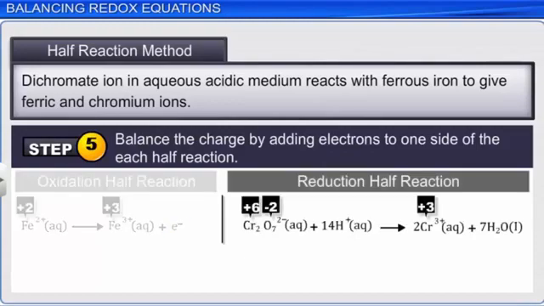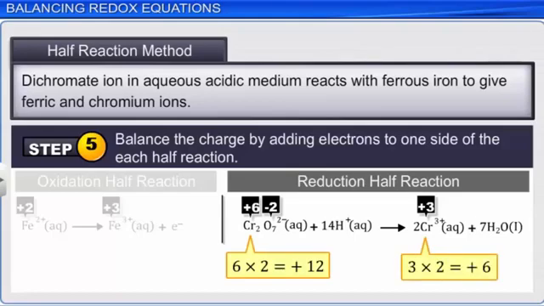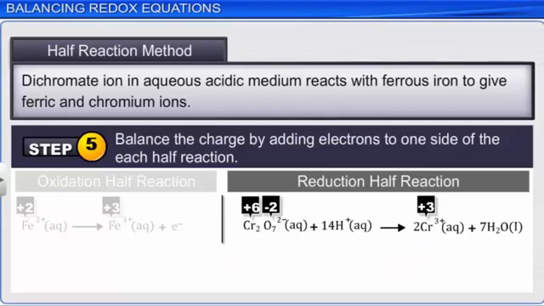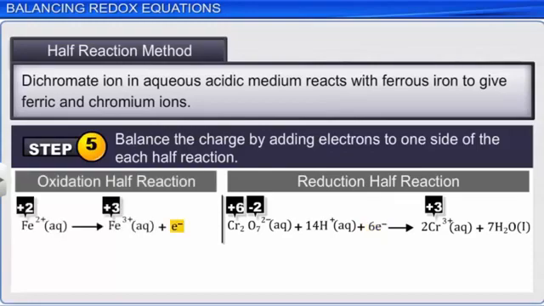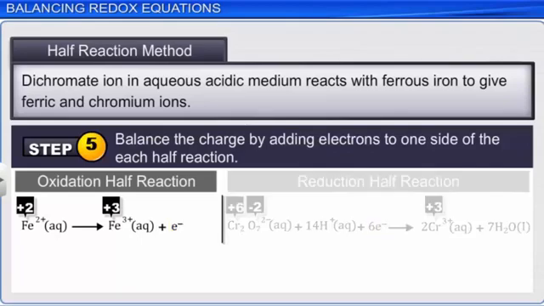In the reduction half reaction, there are net 12 positive charges on the left-hand side and only 6 positive charges on the right-hand side. Hence, to balance the charge, we add 6 electrons on the left-hand side. To balance the electrons lost in the oxidation half and gained in the reduction half, we multiply the oxidation half by 6.